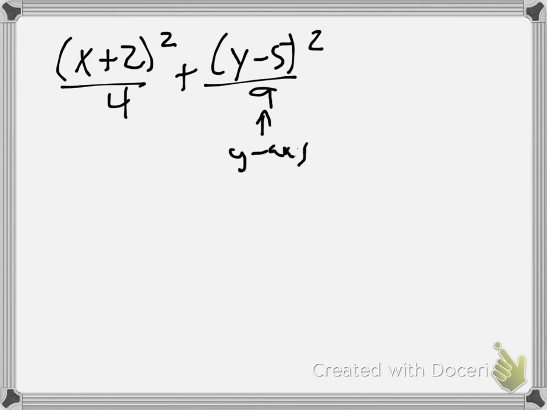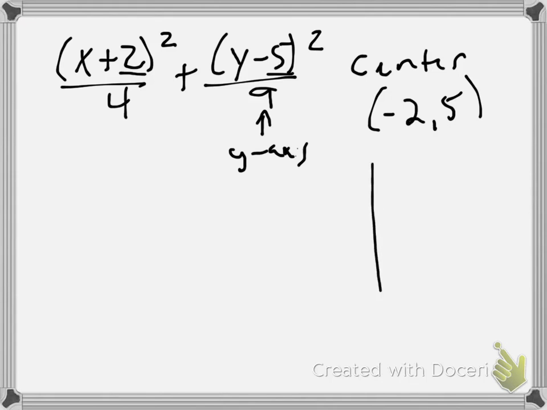Okay, all right. So what I'm going to do first is go through and graph what I can. You need to know where your center is. Our center for this one is, remember, opposite signs of those right there, so it'd be negative 2, 5. So when I graph this thing, and this thing's going to be terrible, sorry.